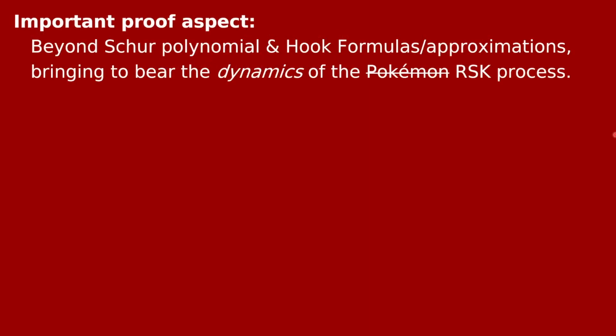And their proof did not really use anything about the RSK process or the combinatorial aspect of the Pokemon process, if you will. It really just ground a little bit using the Schur polynomial formula and the hook formula for the dimensions of certain representations and so forth. So what I want to explain now is that an important part of the proof of the theorem I showed you is looking into the combinatorics of it.